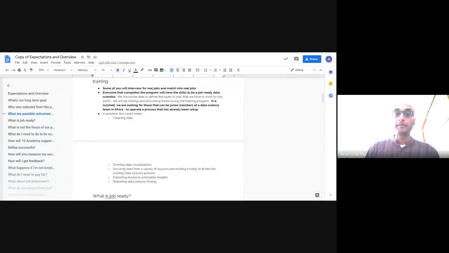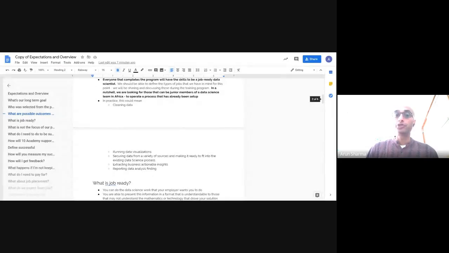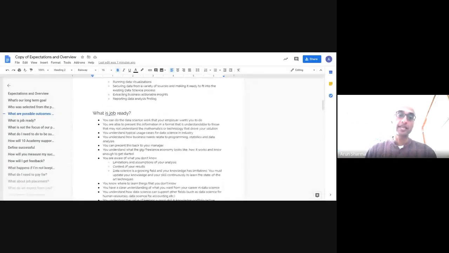And what does it mean by a data scientist? We're looking for people, we only have 12 weeks. So realistically, we're looking for people who can become junior members of a data science team in Africa. So somebody who can take a process that's already been set up and then to operate that process. And hopefully very quickly race up that ladder from being a junior data scientist in October 2020, racing up that ladder as fast as you can.